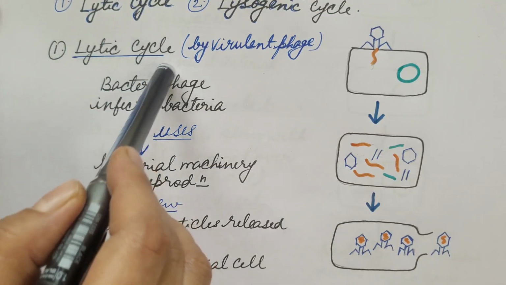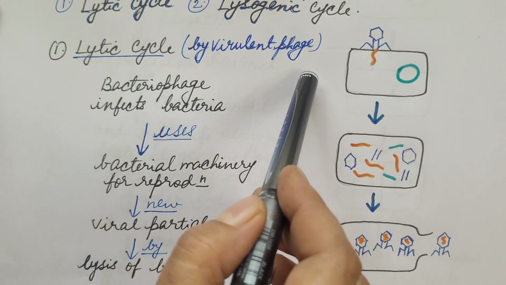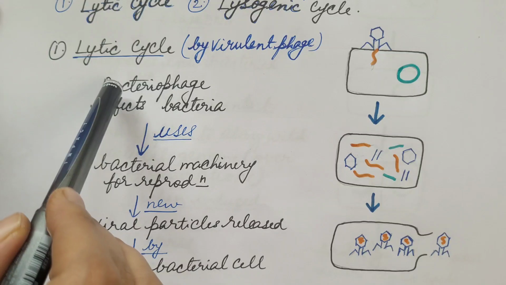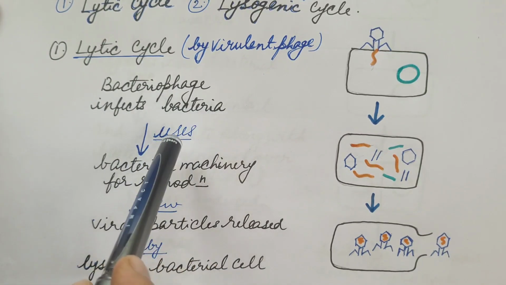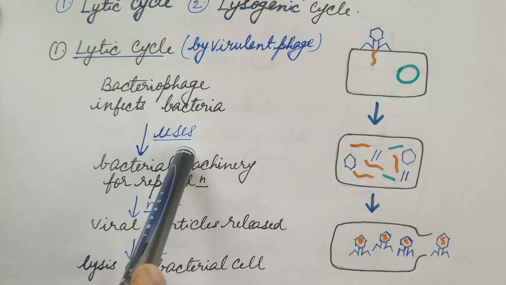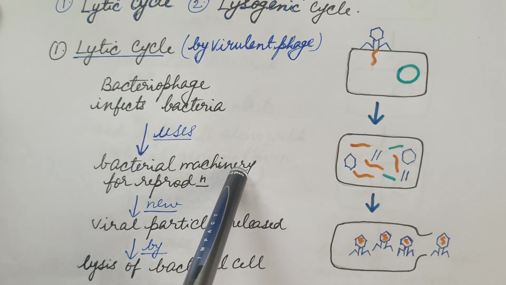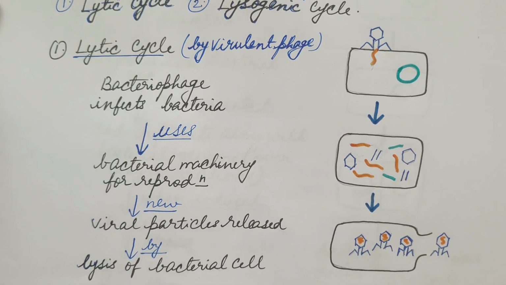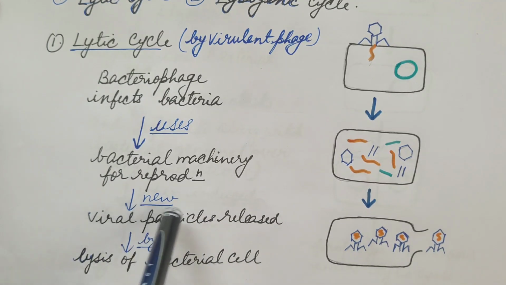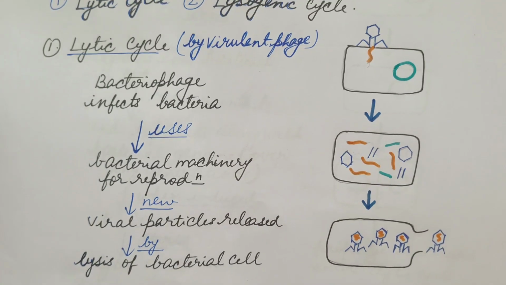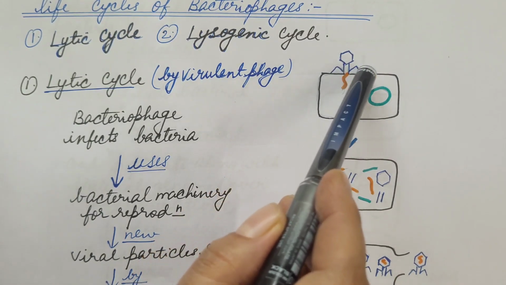So Lytic cycle occurs in the virulent phase. Bacteriophage virus infects the bacteria. It injects its genetic material, then it takes over the bacterial machinery for reproduction. Now what happens? New viral particles are formed. These viral particles are then released by the lysis or rupture of bacterial cell. This is virulent bacteriophage virus.